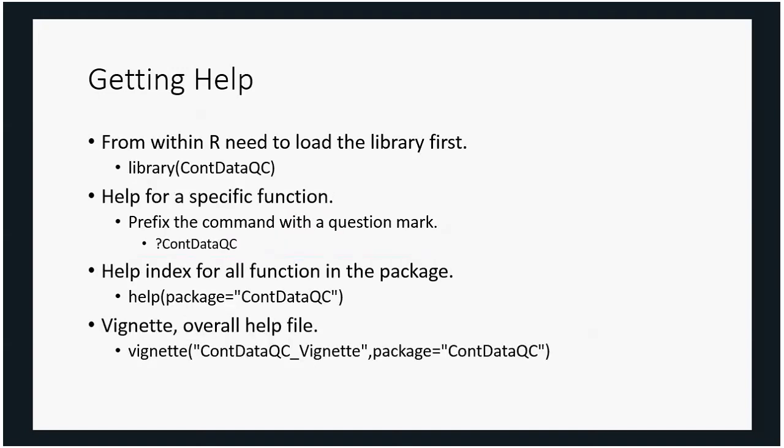Getting help from within R, make sure you always load the library first. To get help on a specific function, just prefix it with the question mark. These are all from the R console. Here is the help index of all the functions in the package, and then to load the vignette. If you're using RStudio, the vignette will come up within the help window or the viewer, but you can always get it to pop up inside a web browser. If you're not using RStudio, it will just come up in your web browser.